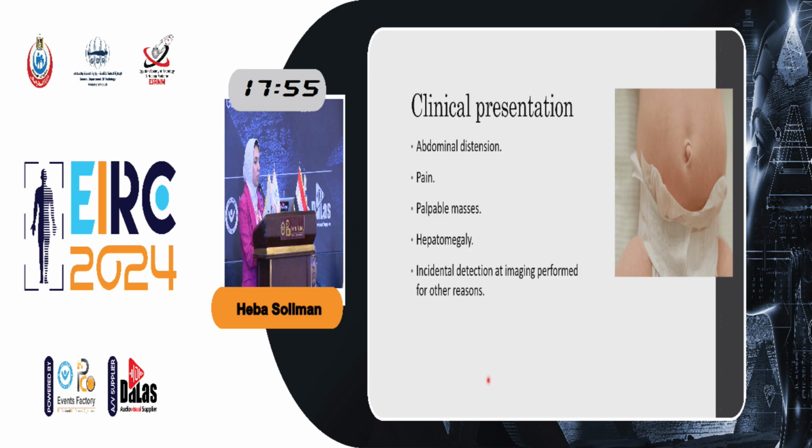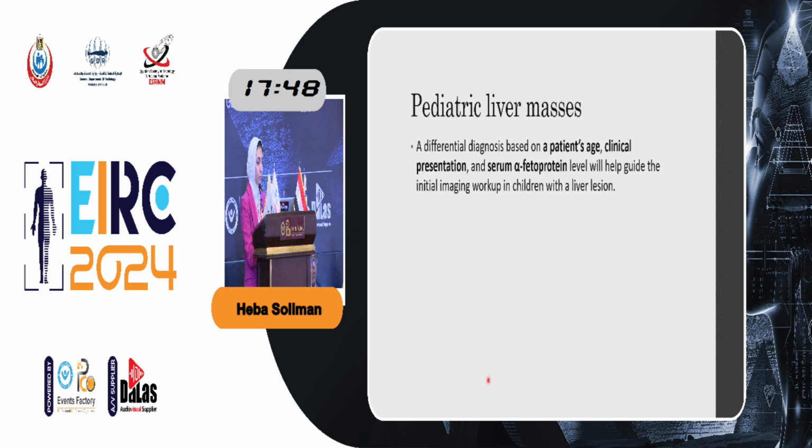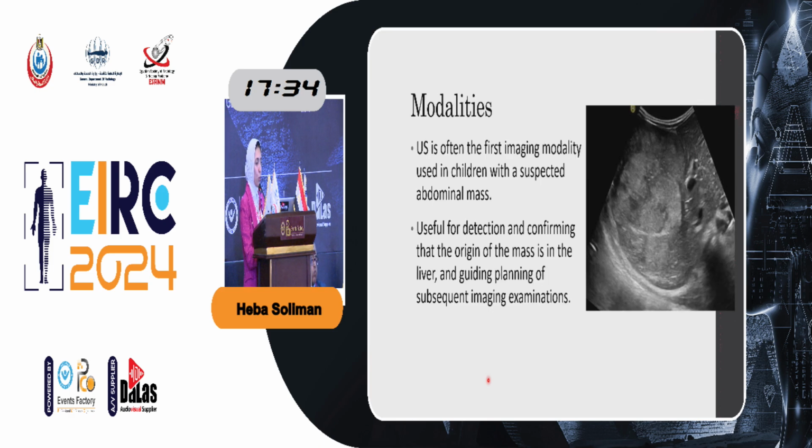They present with abdominal distension, pain, palpable mass, hepatomegaly, or incidental detection at imaging performed for other reasons. The differential diagnosis is based upon the patient's age, clinical presentation, and the serum alpha-fetoprotein, which is very essential in the diagnosis and helps to guide the initial workup. Usually we start with ultrasound in patients with a suspected mass. It is useful for detection, confirming the origin of the mass, and guiding the subsequent imaging examination.